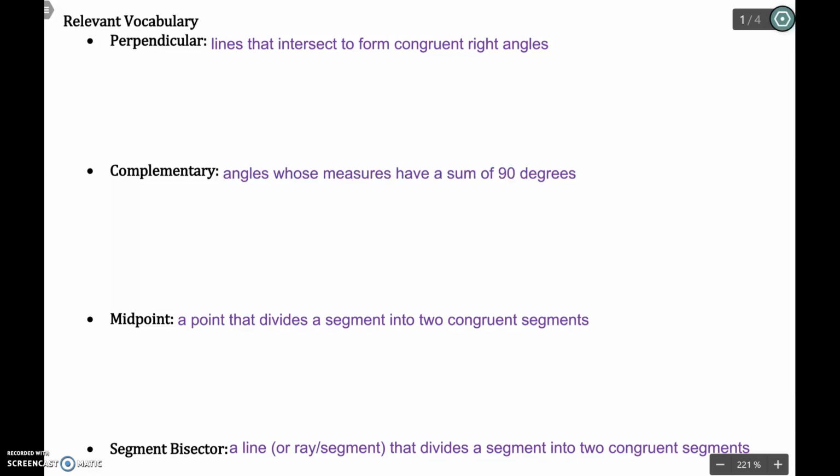Perpendicular are lines that intersect to form congruent right angles. So what that would look like is that I would have one line or a segment or ray that intersects another, making an X, but specifically we would have right angles, and all four of them would be right angles, or if only portions, for example, something like this, then any angles that were created like that would be right angles.